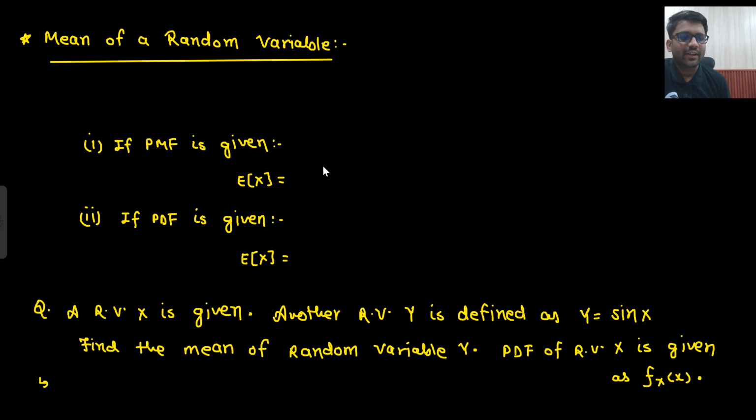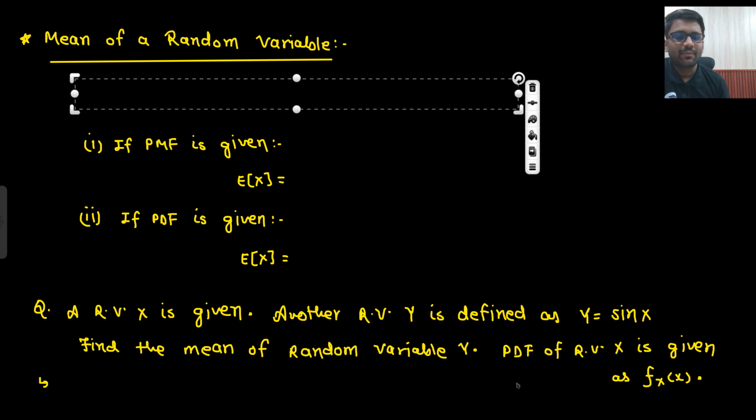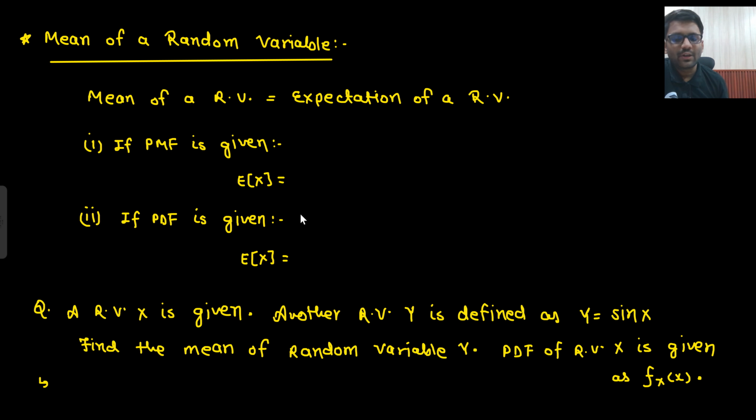So we have studied about expectation of a random variable. Now we need to study about the mean of a random variable, right? So what is the mean of a random variable? The mean of a random variable is nothing but the expectation of the random variable only. Basically, whatever we have studied till now was the mean of a random variable only. It is just a different name. Okay. So expectation of a random variable is nothing but the mean of the random variable.